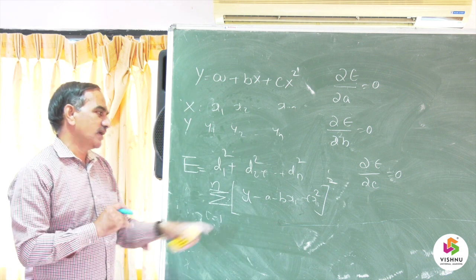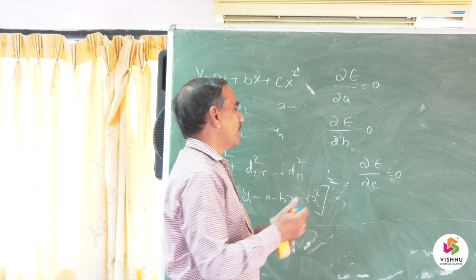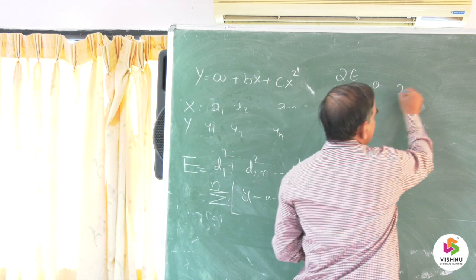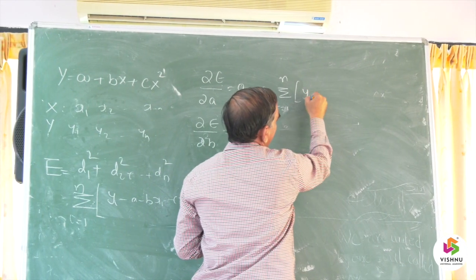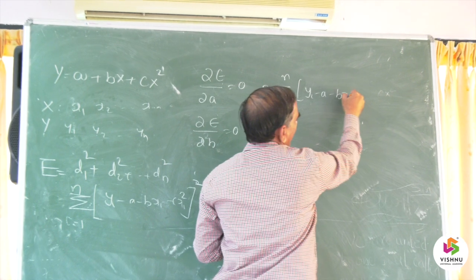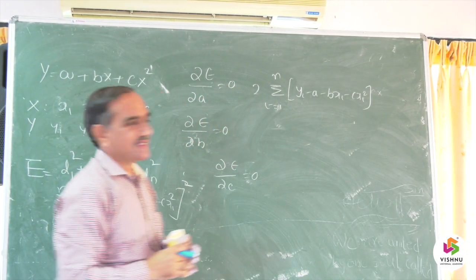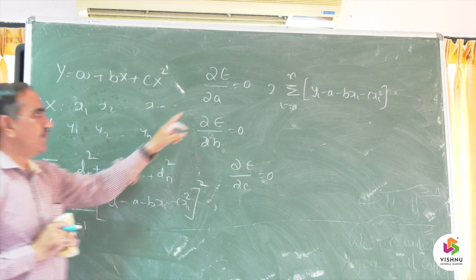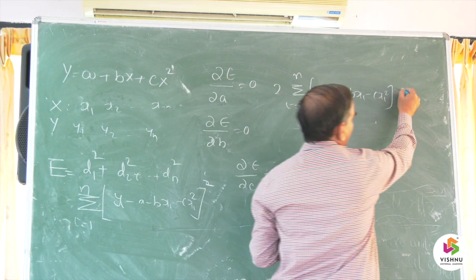First differentiation: it is in the form of x square, so first express it in the form of 2x. So 2 into sigma i is equal to 1 to n, yi minus a minus b xi minus c xi square, into, expressed as 2x. But we want to differentiate it with respect to a. Here the a coefficient is minus 1. So into minus 1 is equal to 0.